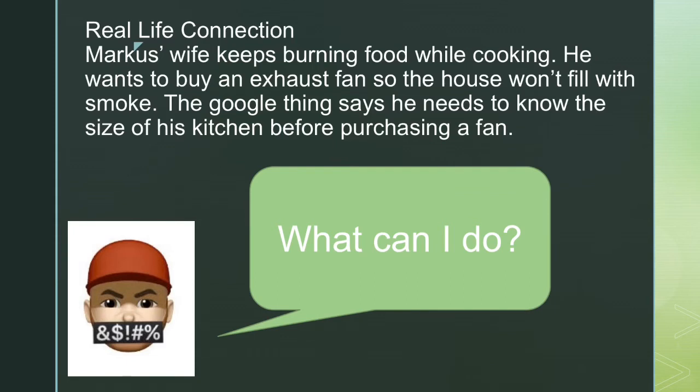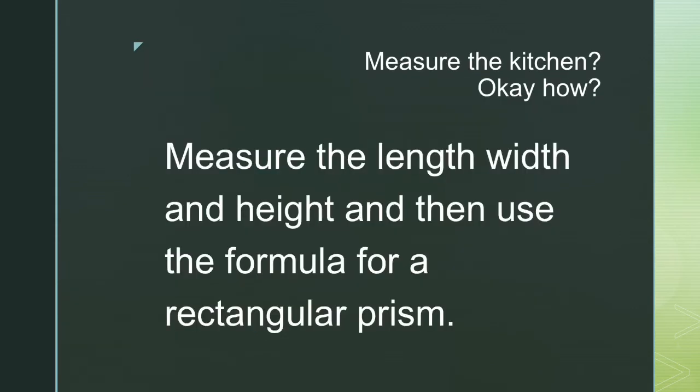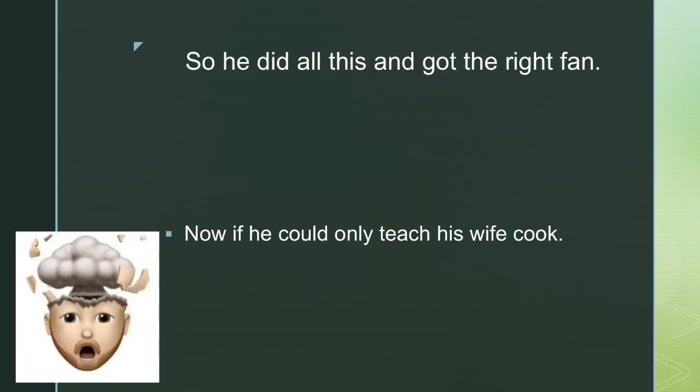So right now you should be thinking maybe about what the shape of his kitchen is. Because his kitchen is a rectangular prism, he should measure the kitchen. But how? Well, he needs the length, the width, and the height. And although it may seem like it's obvious which would be the height, from the floor to the ceiling, it really doesn't matter. It just needs to be 3 dimensions. Across the kitchen, the width of the kitchen, and then the height of the kitchen. Then he's going to multiply those 3 numbers, and guess what? He's going to find out the size of his kitchen based on cubic feet. So he got the right fan.